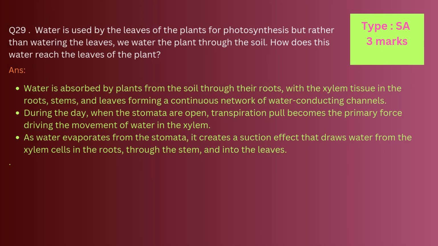Question 29. Water is used by leaves of the plants for photosynthesis, but rather than watering the leaves, we water the plant through the soil. How does this water reach the leaves of the plant? 3 marks question. So at least, we try to give 3 points based on absorption of water, role of transpiration pull, and the suction effect caused by the evaporation.